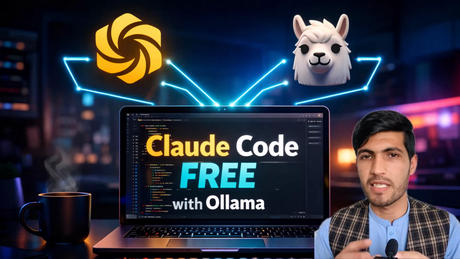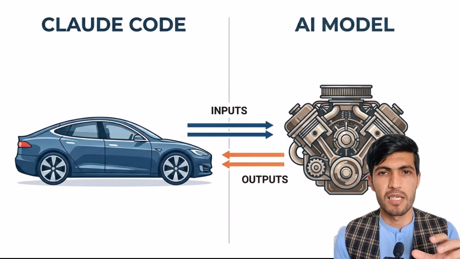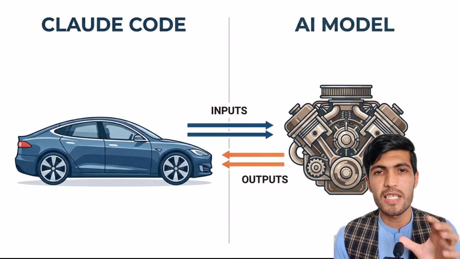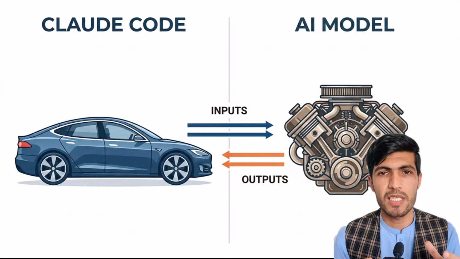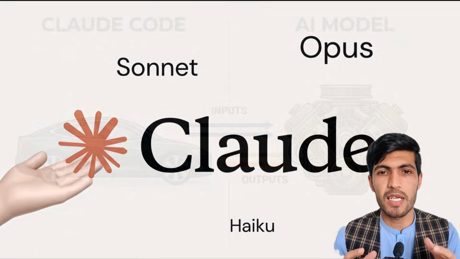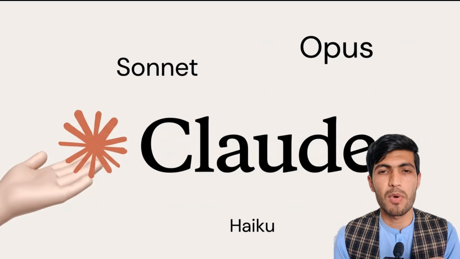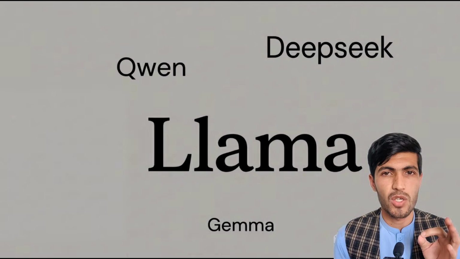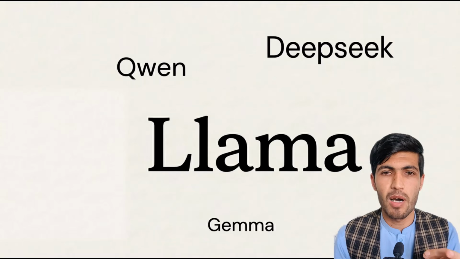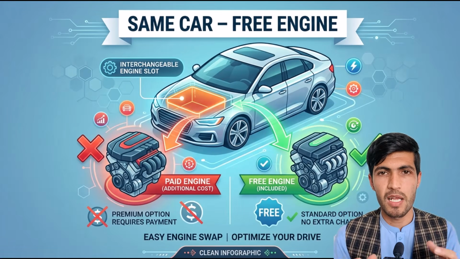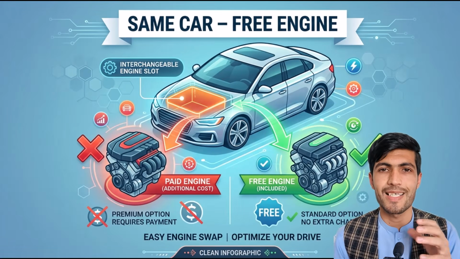Let's consider Claude as the car and the AI model as the engine. So Claude itself is not the AI model. Claude is used to organize our projects, files and tools. If we are talking about Claude, we don't mean the AI model. The actual intelligence comes from the AI models. AI models like Sonnet, Opus, Haiku, and Qwen, Llama, Gemma are considered the body of the car, and inside that the most important part, which is the engine.